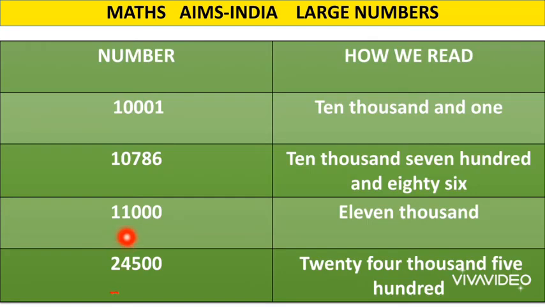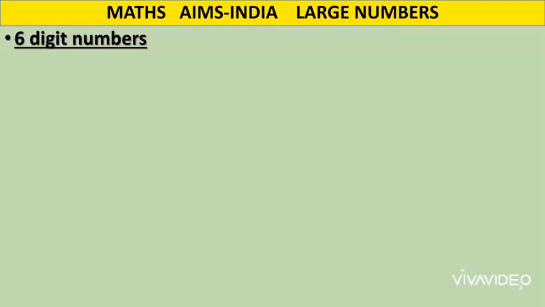Understood, children? See here, we have 2 at 10,000s place, so it will be read as 20,000, and then we have 4 at thousands place, so it will be read as 4,000. Now 20,000 plus 4,000, together we read it as 24,000. We will not say 20,000, 4,500. We combine both the thousands and read it together as 24,000. That was all about 5-digit numbers, and now we will learn about 6-digit numbers.